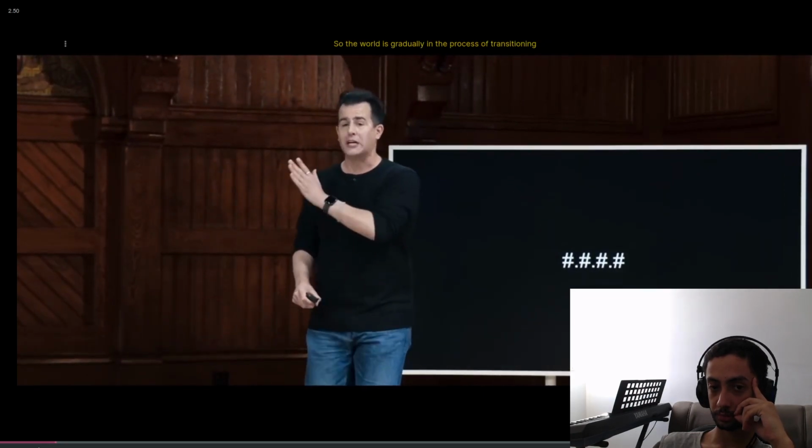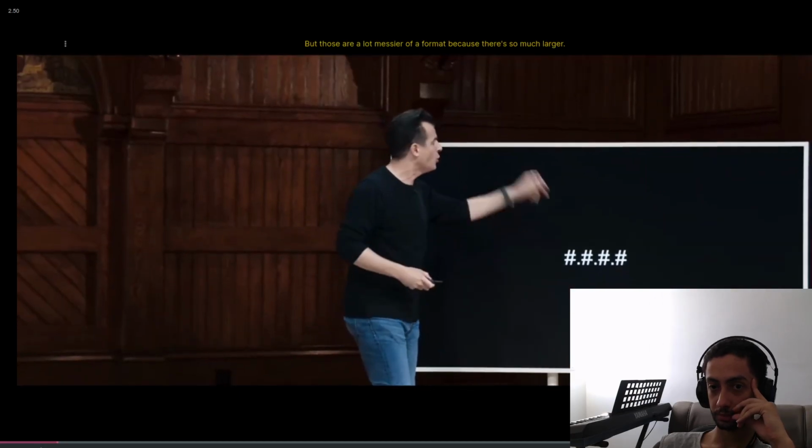So the world is gradually in the process of transitioning from this format, which is technically IPv4, version 4, to IPv6. And in the world of IPv6, we actually pump things up from 32 bits to 128 bits, which is a crazy number of possible permutations, 2 to the 128. So you'll gradually see that over time. Those are a lot messier of a format because they're so much larger, so we'll use the more commonplace IPv4.